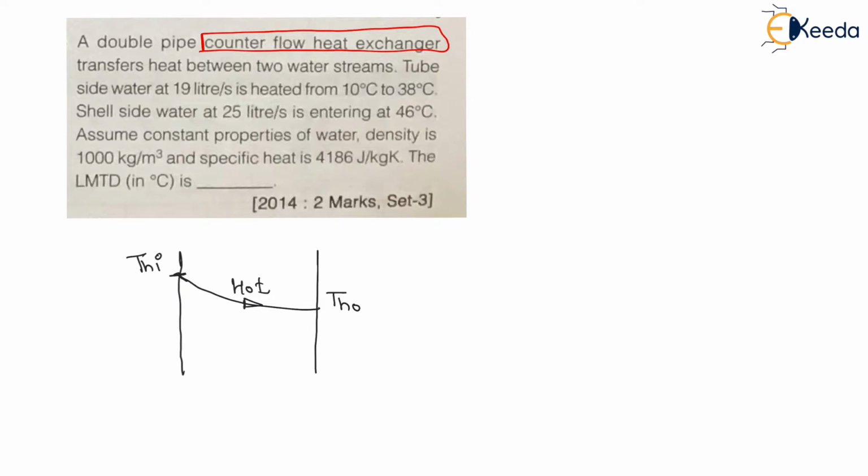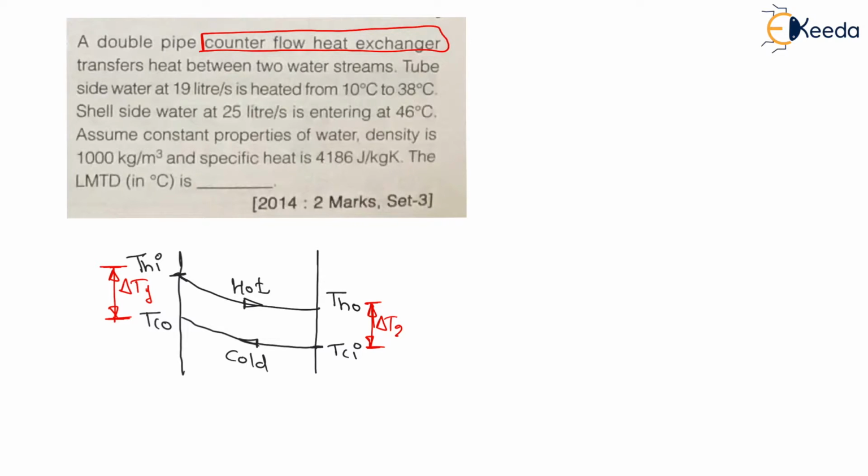So as hot fluid is flowing from left to right, the cold fluid will flow from right to left. Therefore, here the entry temperature of cold fluid Tci will be towards right and exit temperature of cold fluid will be towards left. Therefore, here cold fluid is moving from right to left and the exit temperature of cold fluid is Tco. Right. And my dear students, this left side temperature difference Thi minus Tco is called delta T1, and right side temperature difference, that is Tho minus Tci, is called delta T2.